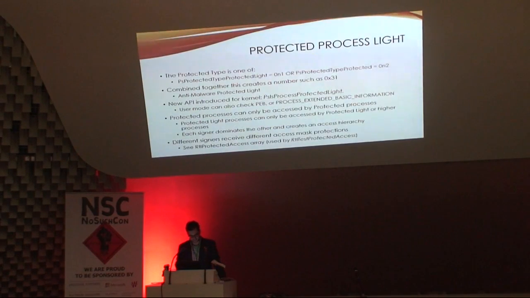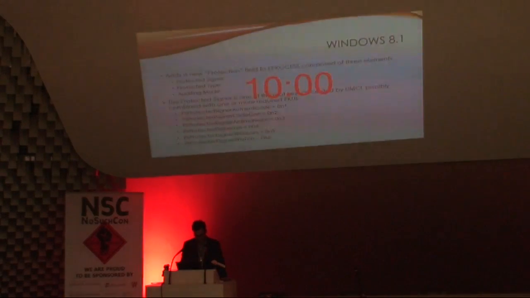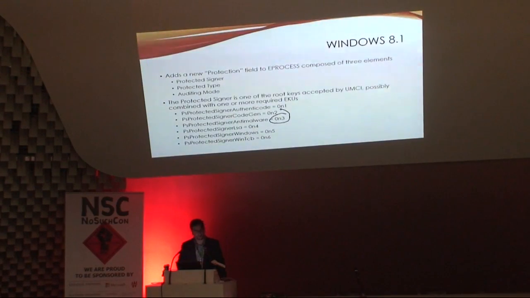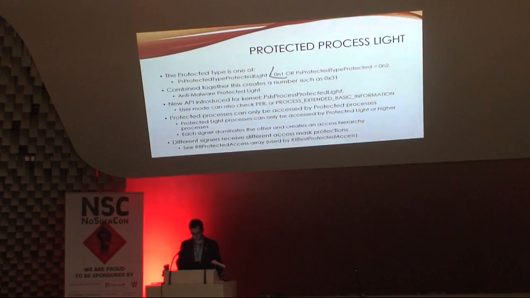And then the different types of protection are the normal one, which is the one from Vista, and then they added a light protection. So you combine these two numbers together, and the top nibble is the signer, and the bottom nibble is the type. So 0x31 basically means anti-malware, because that comes from this number here, and 1 meaning it's light, because it's 1. So this is a lightly protected anti-malware process, which would be 0x31. What that basically means is you now have a hierarchy.